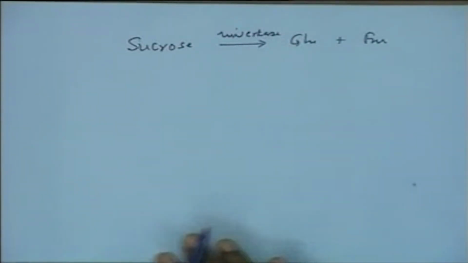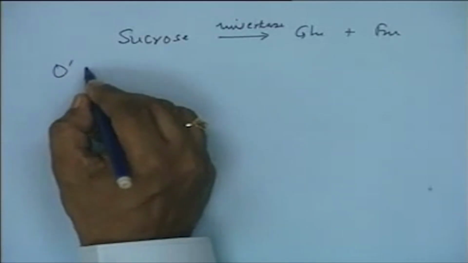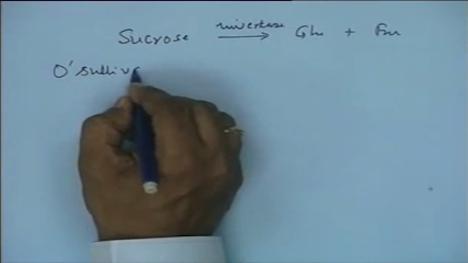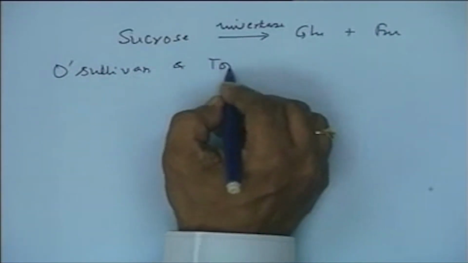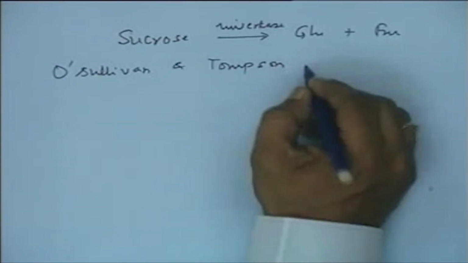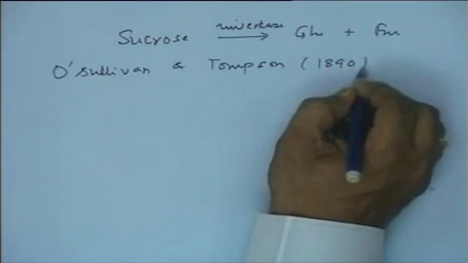Many of the kinetic analyses in the early stages, and when I say early stages I am referring to the late 18th century, early 19th century, when people tried to understand the kinetic behavior. One of the earliest recorded interpretations or results of the kinetic analysis of enzyme was by O'Sullivan and Thomson, as early as in 1890.